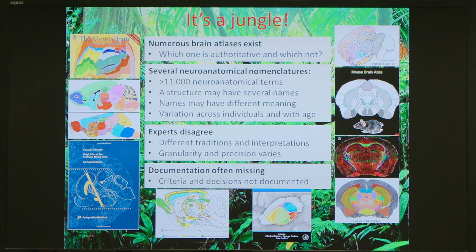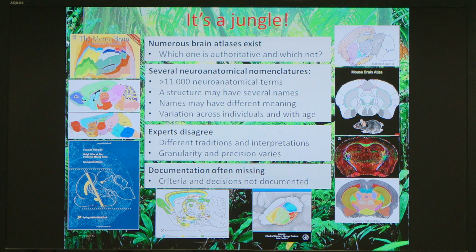Looking to atlases for experimental animals, I mean, rodents are used a lot, mice, rats, but also more animals. If you look at the number of atlases you can look up, it's a virtual jungle out there. There are many mouse brain atlases, many rat brain atlases. And of course, a question is, which atlas should I use? Which one is authoritative, which one is not?